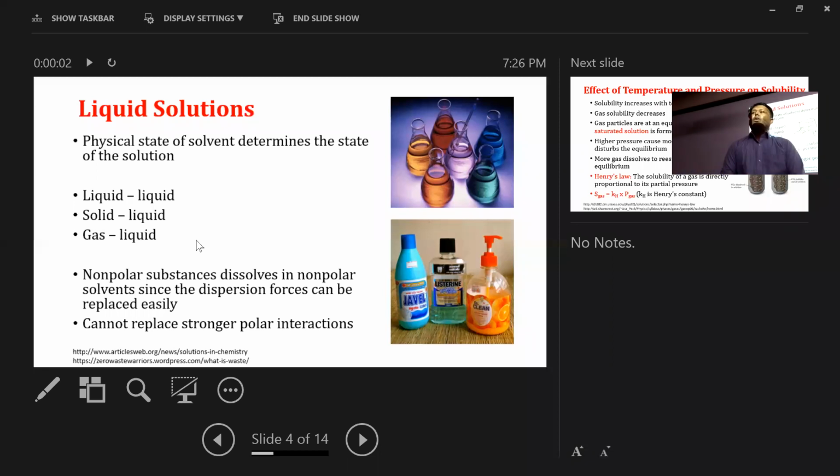Whatever the phase of the solvent, whether liquid, solid, or gas, that will determine the phase of the solution. Because if you dissolve these 2 grams of salt, do you think it will turn into gas or vapor or solid? It should not, because we have a lot of solvent. The major component of the solution is the solvent, and the physical property of the solution will be determined by the phase of the solvent. So the physical state of the solvent determines the state of the solution.